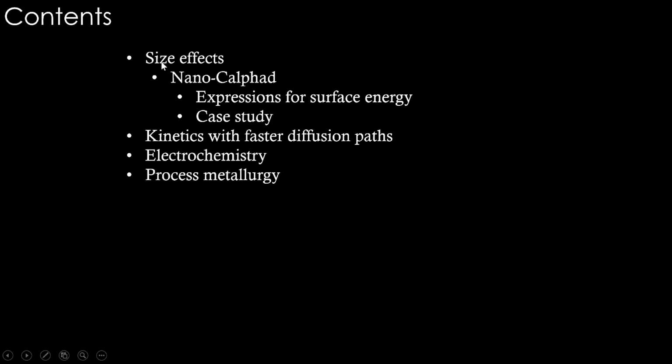Okay, these are going to be the contents. Size effects, in the sense they are called nano CALPHAD, including basically the surface energy aspects into CALPHAD. And we will also see how the phase diagrams change, using a case study, if we include the surface energy aspects. Then a related idea is how kinetics changes if surfaces are included. So we know that surfaces and grain boundaries are faster diffusion paths. We'll bring that into the picture and understand how kinetics changes and how it is incorporated in the tools. Then we will see the electrochemistry and process metallurgy part, how CALPHAD is used for that.